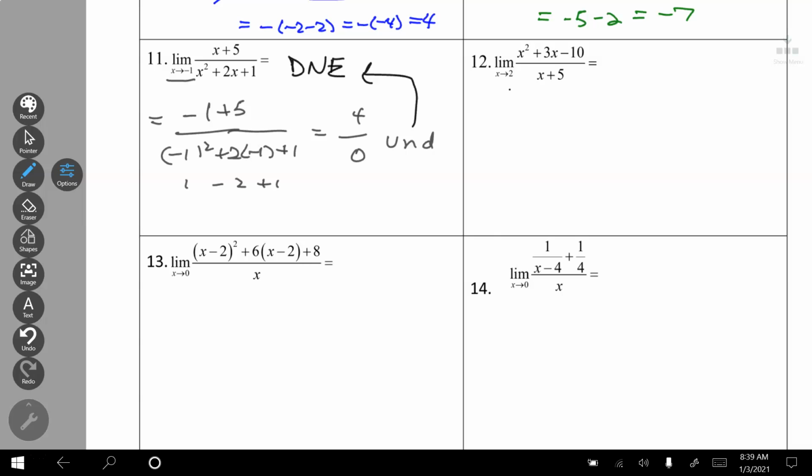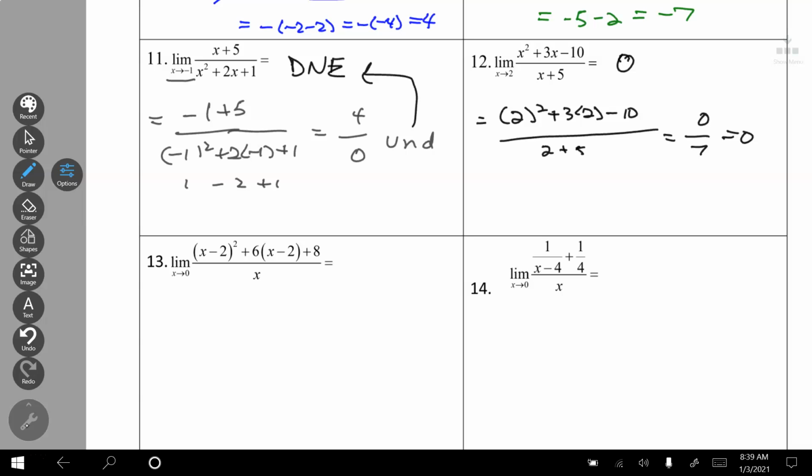Now I'm going to plug in 2 here. I get 2 squared plus 3 times 2 minus 10 over 2 plus 5. I get 4 plus 6 minus 10, so I get 0 over 7. And I'm okay with that. That's just 0.